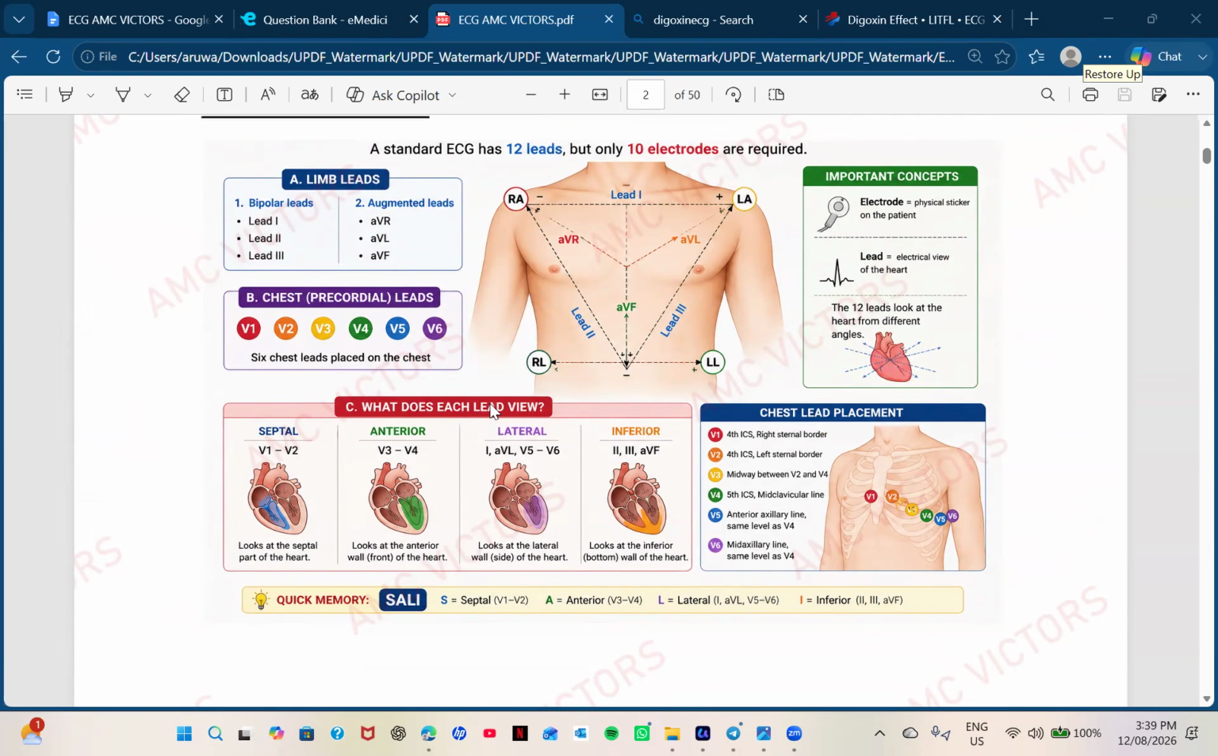So when we understand, especially the MI, right? We need to understand. Wait, what is in the chat?